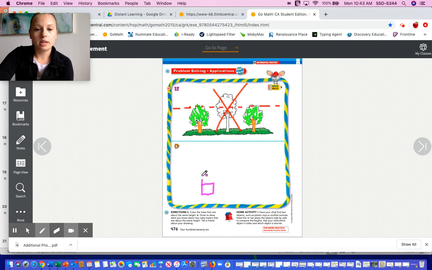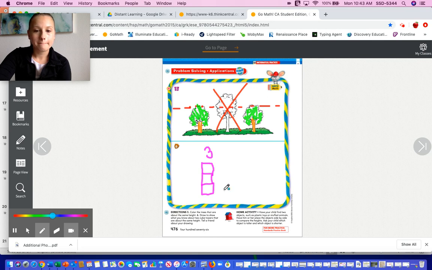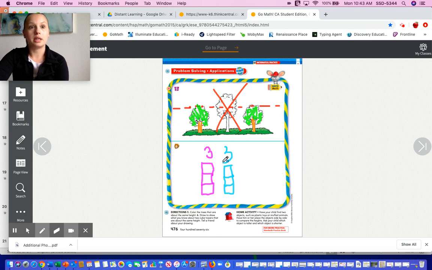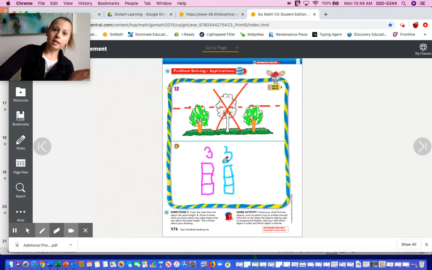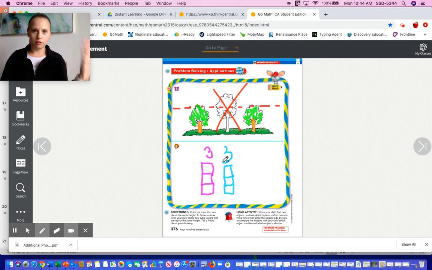I'm going to do 1, 2, 3. That's just the number I picked. You can pick whatever number you want. But now I need to make another one that's the same. So I'm going to switch colors. 1, 2, and I'm doing 3 because they have to be the same. So if you did 2, then your other one needs to be 2. If you did 1, then your other one needs to be 1. If you did 4, 4. 5, 5, 6, 6, 7, 7.